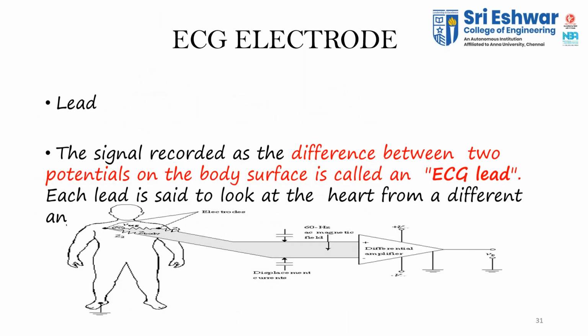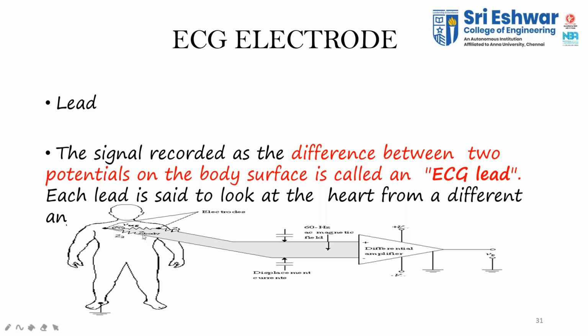So ECG electrodes, we have many electrodes, say for example 5 to 6 electrodes can be placed over the body. Mainly, it is connected with ground and your reference signal. Okay, so this diagram shows the difference between two potentials on the body surface is called the ECG signal.